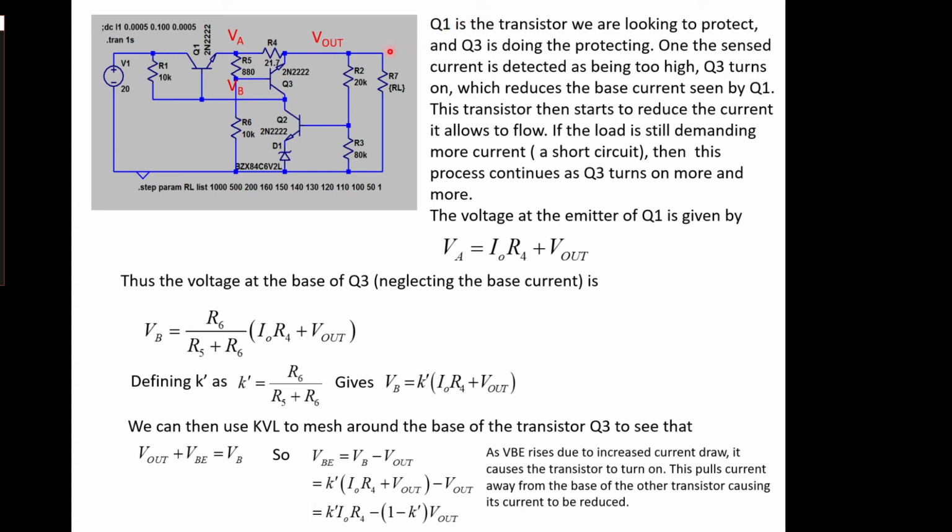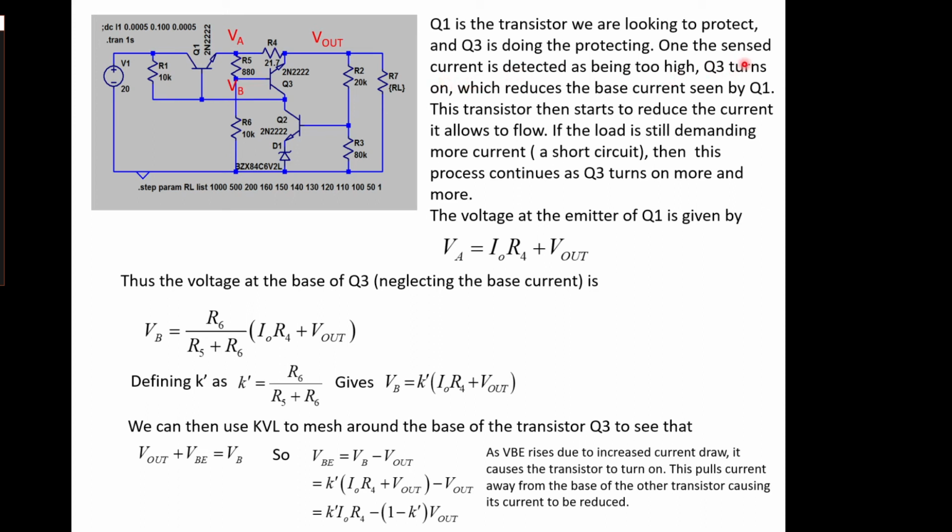So Q1 is what we're looking to protect. This is our pass transistor that's providing all the current. We've got our reference comparison going on here. We've got effectively our protecting transistor happening here, but we've now introduced this sort of potential divider into the circuit as well.